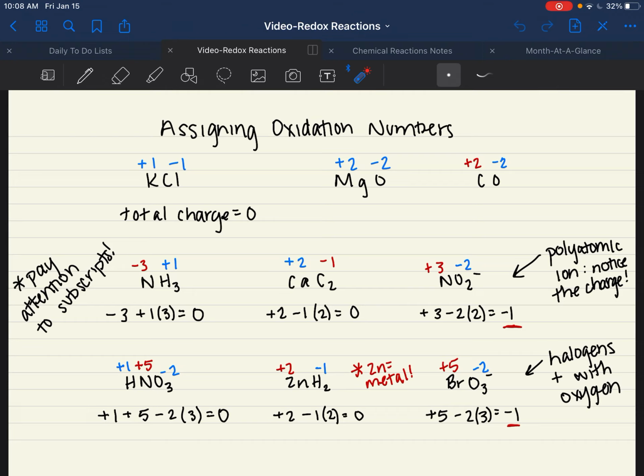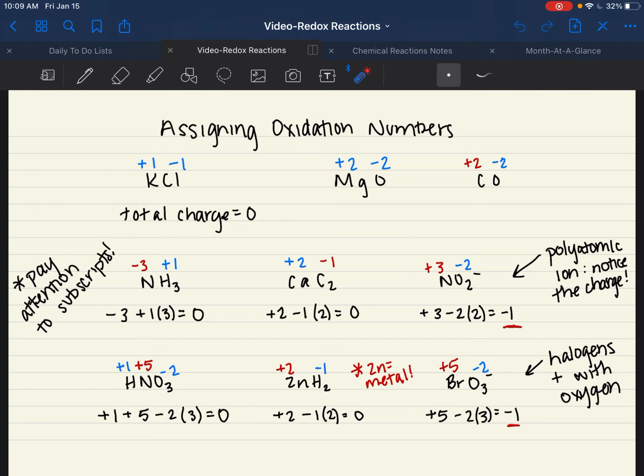Same thing for our next one. We have CaC2. Remember, calcium likes to have that +2 charge. It's in that second group, so we know that is +2. And so we know that carbon has to be -2. But again, pay attention to those subscripts. Because there's 2 carbons, we divide that -2 across 2 carbons. So each carbon has an oxidation number of -1. So +2 -1 times that 2, there's that subscript, is equal to 0.